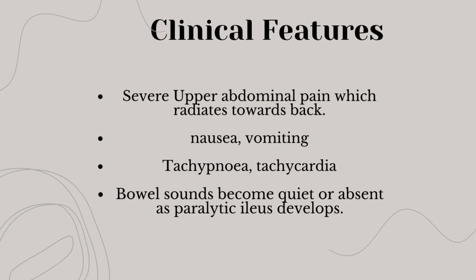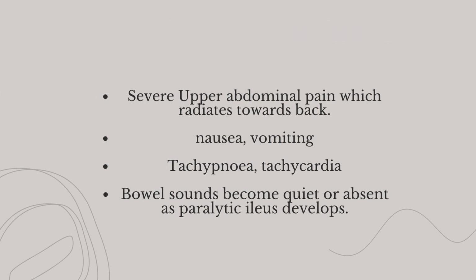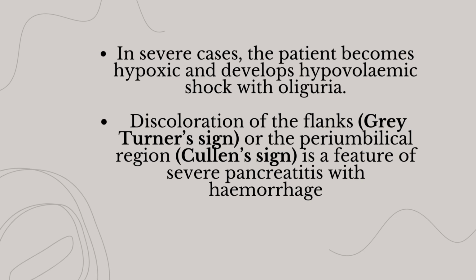The signs and symptoms of acute pancreatitis are severe upper abdominal pain, which radiates towards the back, nausea, vomiting, tachypnea, and tachycardia. Bowel sounds may become quiet or absent as paralytic ileus develops. In severe cases, the patient becomes hypoxic and develops hypovolemic shock with oliguria. Discoloration of the flanks, called Grey-Turner sign, or of the periumbilical region, Cullen's sign, is a feature of severe pancreatitis with hemorrhage.